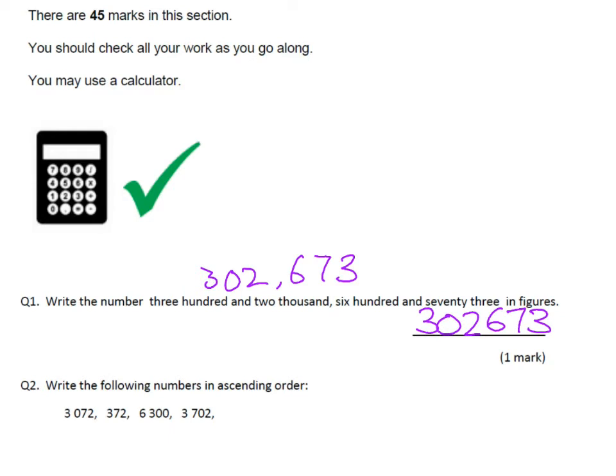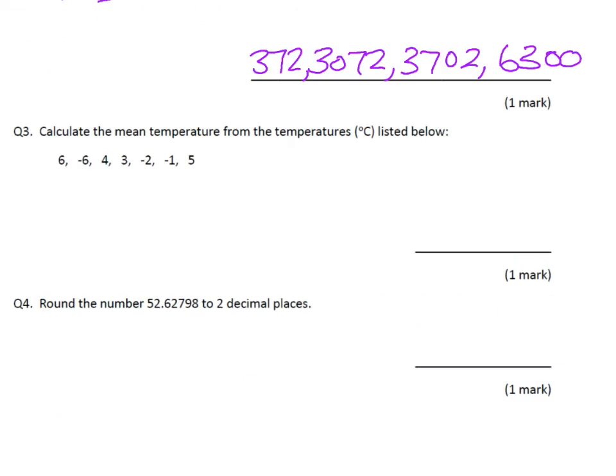Question 2. Write the following numbers in ascending order. So ascending order means from the lowest number to the highest. So our lowest number is 372. The next number is 3072. Then we've got 3702. And then finally 6300. So in the correct order, they will be worth 1 mark.